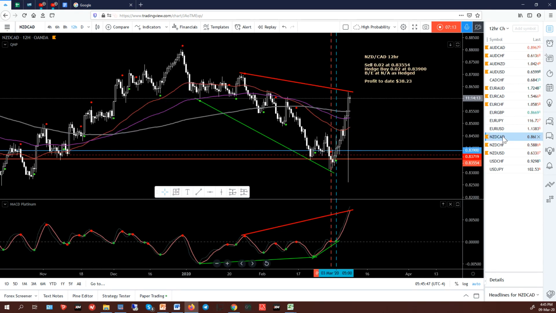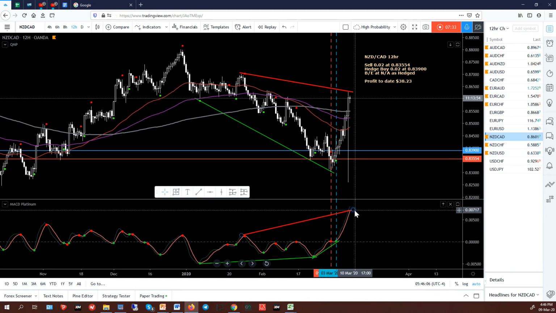New Zealand CAD, what have I done here? Oh, yeah, another big spiky candle, and I was stopped out of my buy. I had one buy left on the table. Now I've got a sell and a hedge buy at the moment. So it's these two trades all pretty close. Looking for a new sell.